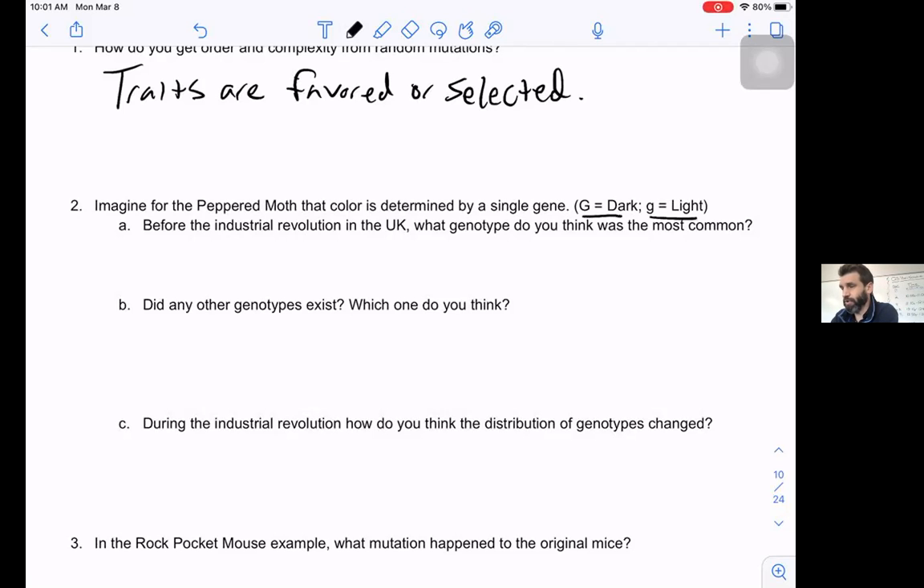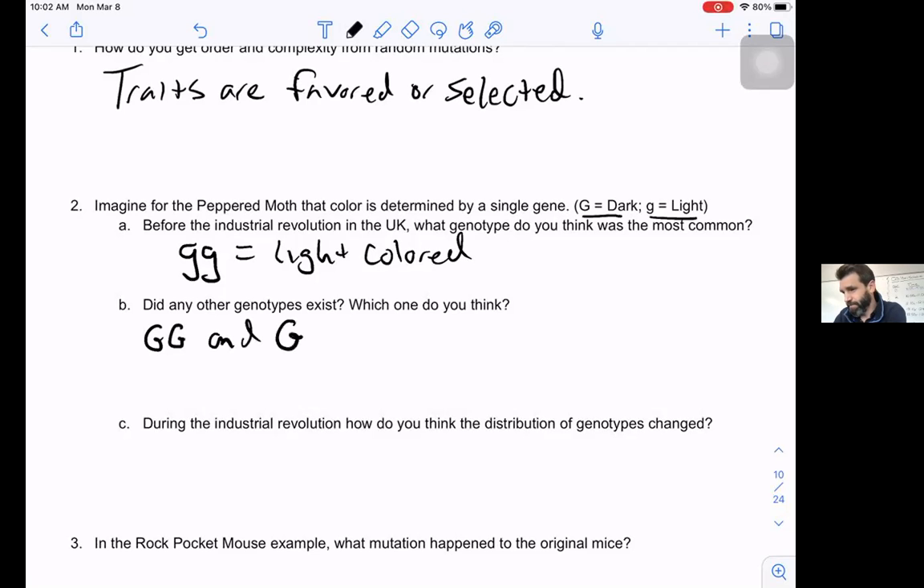Before the Industrial Revolution, what genotype do you think was most common? Well, I think little g little g was most common, because that would equal the light colored. Did any other genotypes exist? Well, sure. I'm sure there was some big G big G and some big G, little g, because I knew from the reports that there were dark colored moths around. I don't know which of those genotypes there were. They're probably a mix of those.